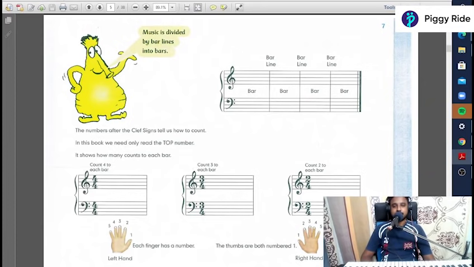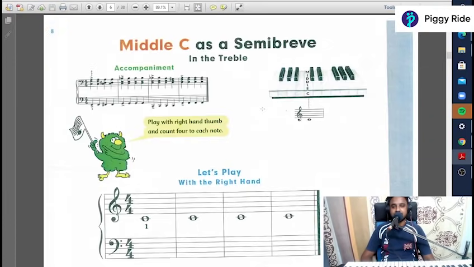Yes, so another name for the bar is measure. We can either say bar or we can say measure. So with the help of the bars and bar lines the music is divided. Now we will play the first song. The title of this is Middle C as a Semibreve.